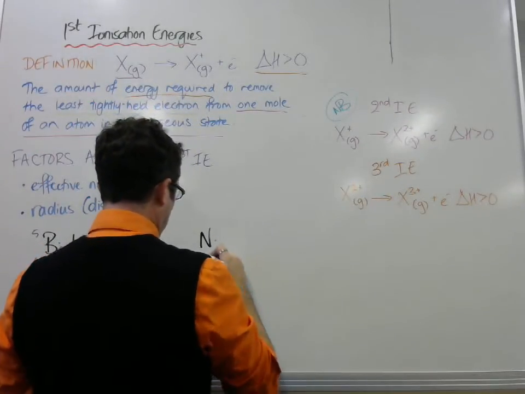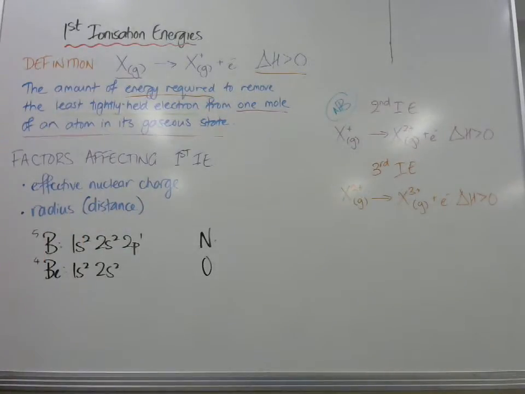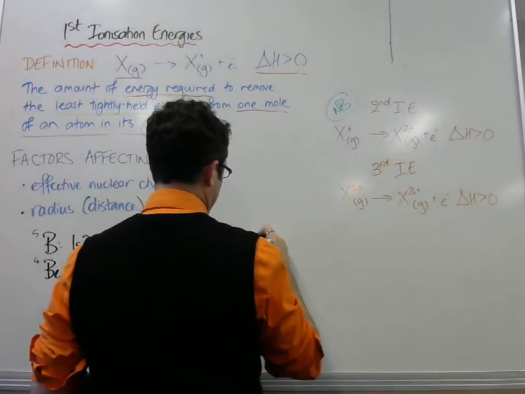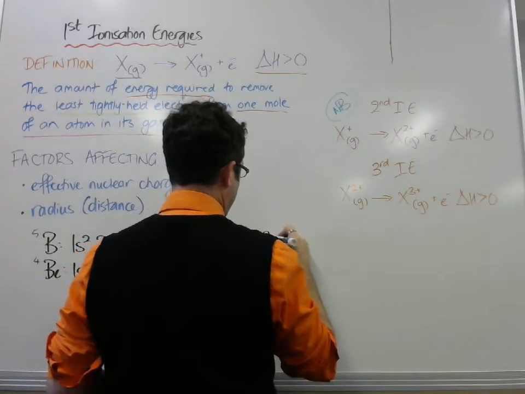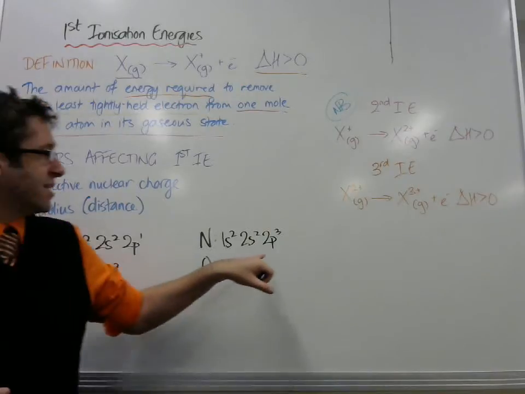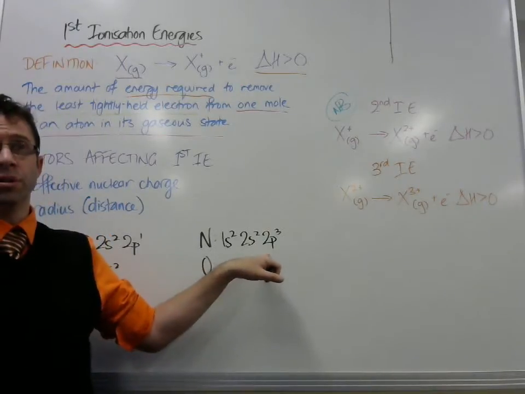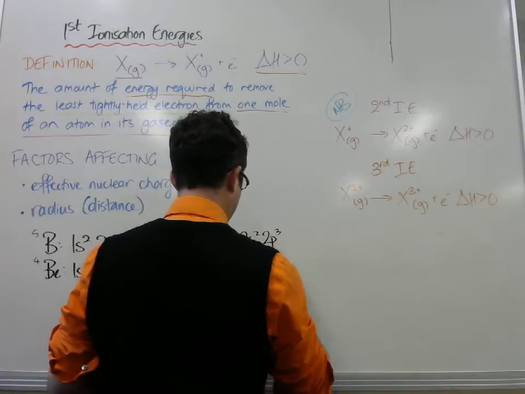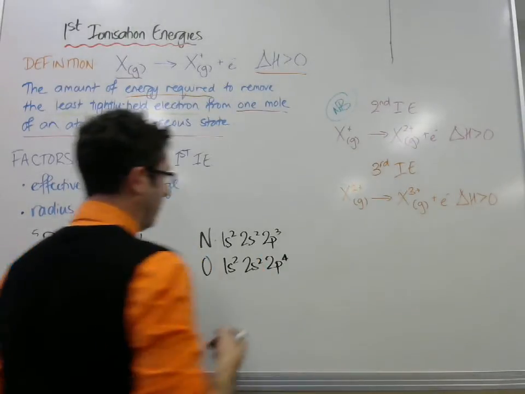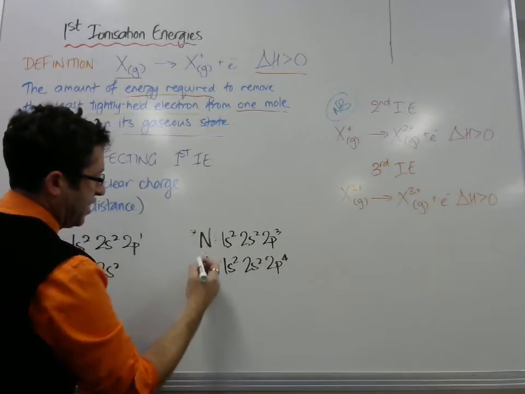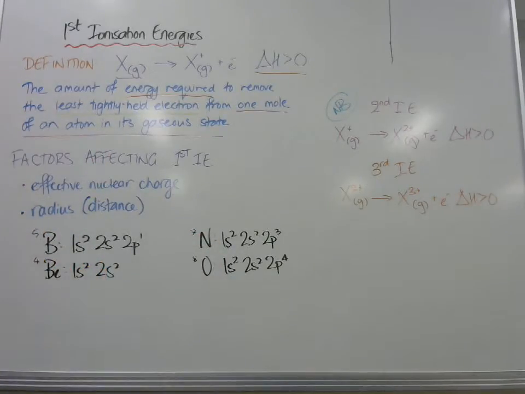For another reason, nitrogen and oxygen are worth noting. All right, so nitrogen is 1s2, 2s2, 2p3. That 2p3 is a half-filled orbital, whereas oxygen is 2p4. You would expect with this only having 7 protons and this having 8, that oxygen should be a much higher value, but it's lower.